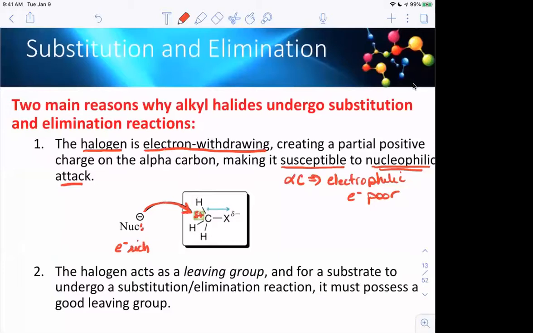And my halogen, these electrons can leave, and I end up with a new bond between my nucleophile and my carbon. This is the bond that's going to be made. This is the bond that's going to be broken. So the halogen acts as a leaving group because it leaves. And for a substrate to undergo a substitution or an elimination reaction, it has to possess a good leaving group.